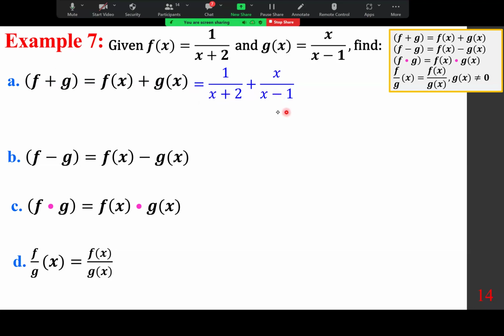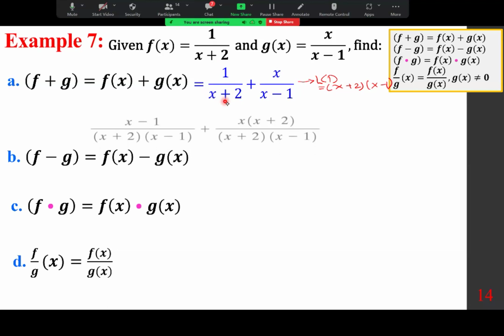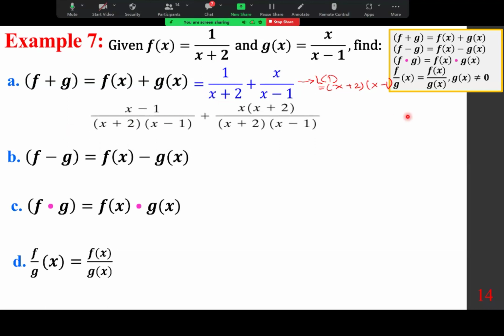So let me write that. The LCD is the product of x plus 2 and x minus 1. So this fraction has to be raised by a factor of x minus 1. So you put x plus 2 times x minus 1 here. This one is 1 times x minus 1. This one is x times x plus 2. You can use one big fraction bar, put them at the top, the sum of x minus 1 and x times x plus 2, or just do it this way.